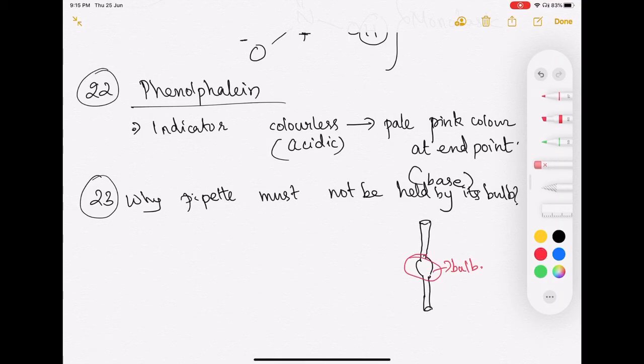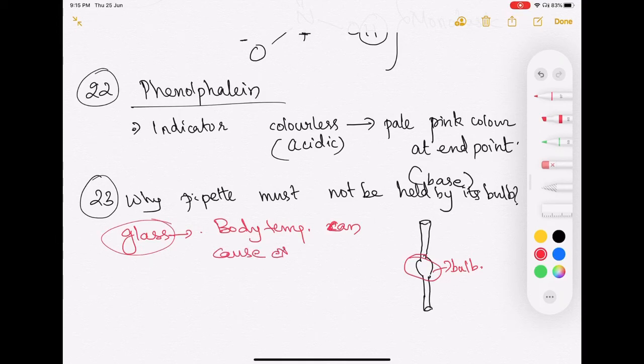Because we know that the pipette is made up of glass, right? The pipette is made up of a material that is glass, and glass can expand on being heated. Glass heated in the sense of your body temperature. Your body temperature can cause expansion of the glass. Expansion of glass, small value only, okay? A minute delta volume or small amount of volume can increase in the pipette.